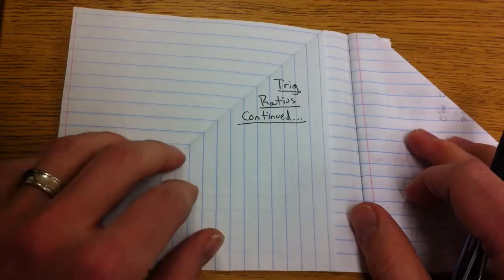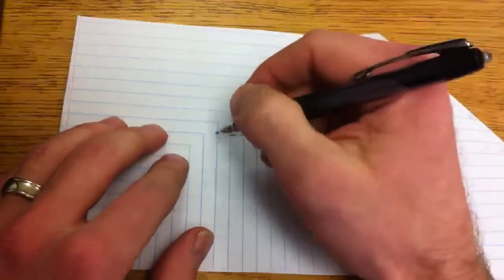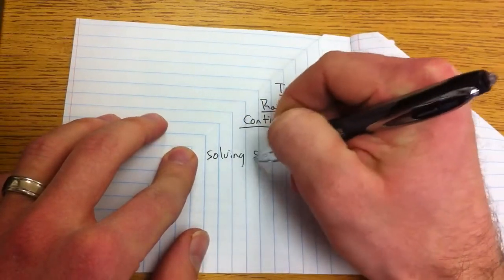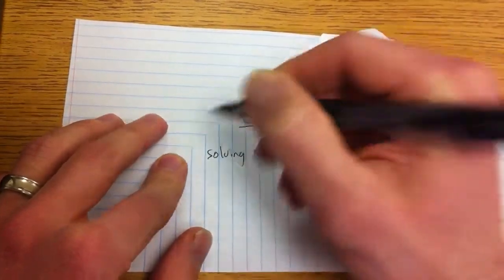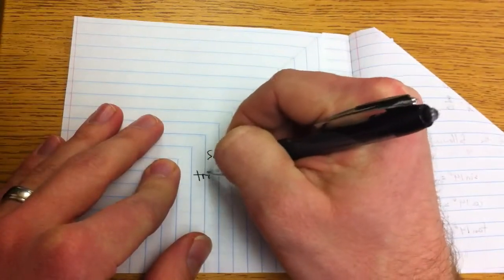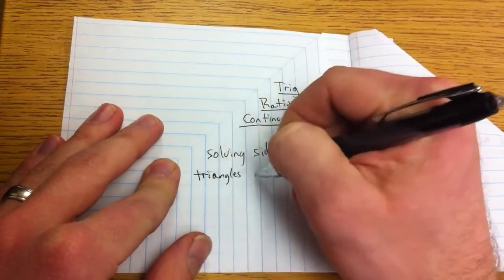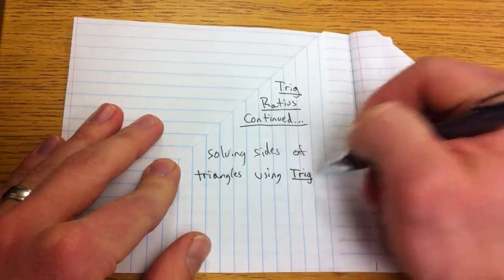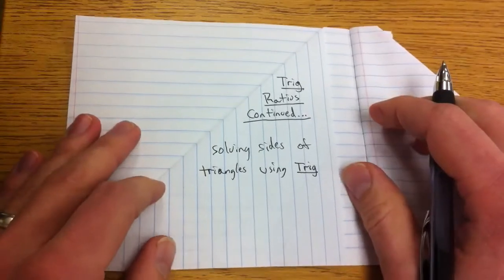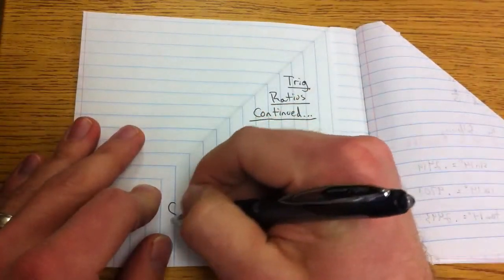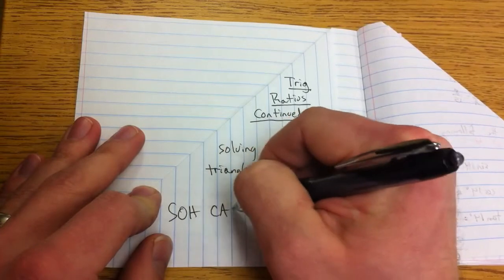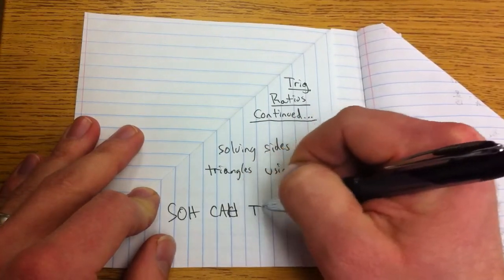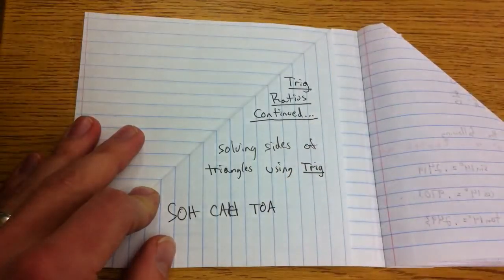Trig ratios continued. What we're going to do today is solve sides of triangles using trig. Trigonometry. Anytime we do trigonometry, we always remember our good friend SOHCAHTOA. Just going to write him down. SOHCAHTOA.